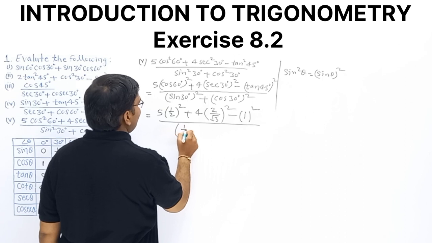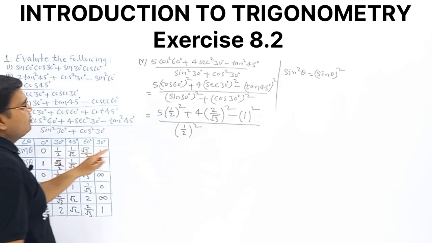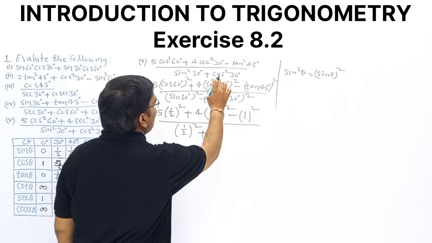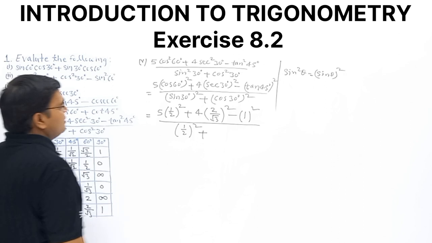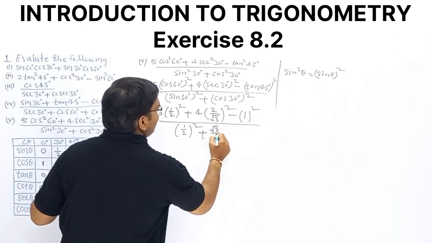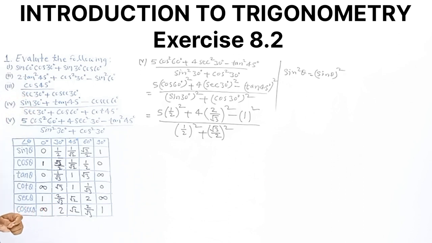In the denominator, 1 by 2 whole square. Sin 30 is what? Sin 30 is 1 by 2. 1 by 2 whole square plus cos 30. What? Cos 30 is this one. Square root of 3 by 2 whole square. I hope you understand how we are putting these values.